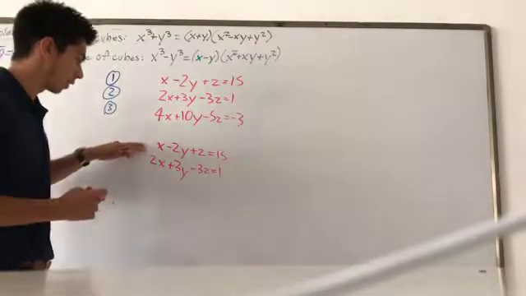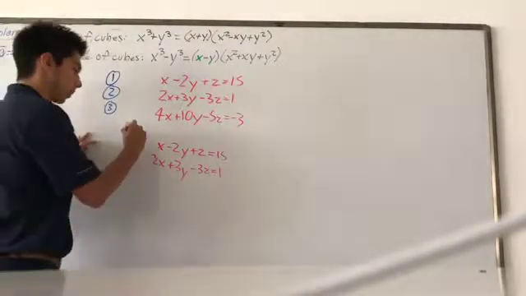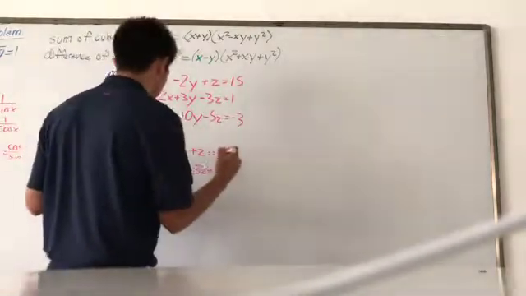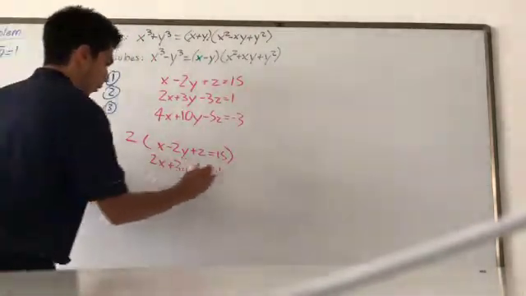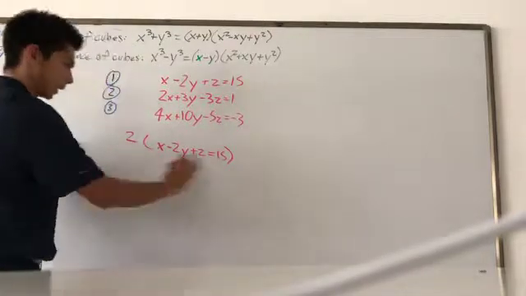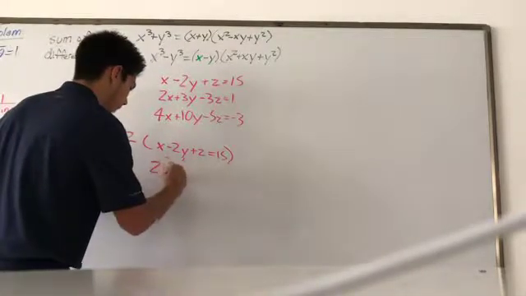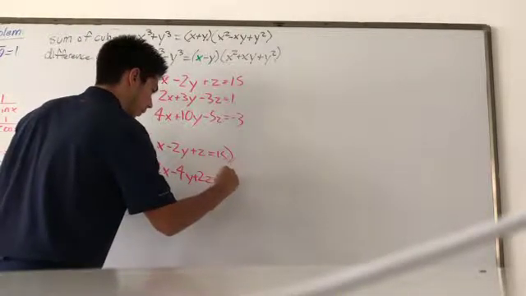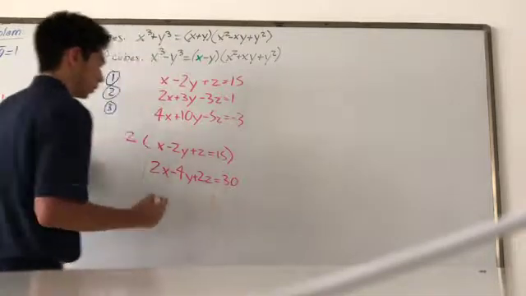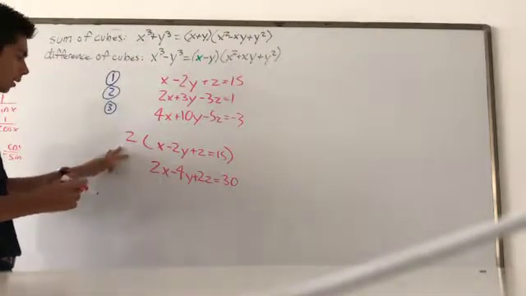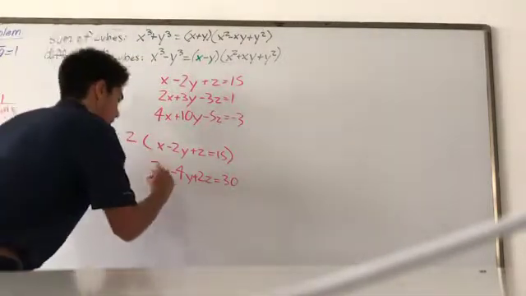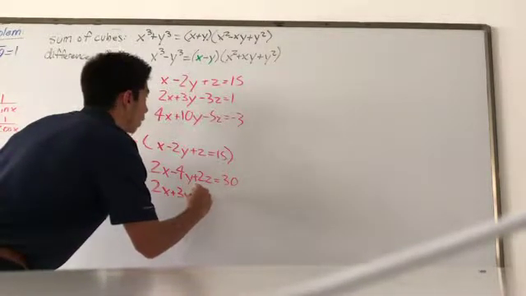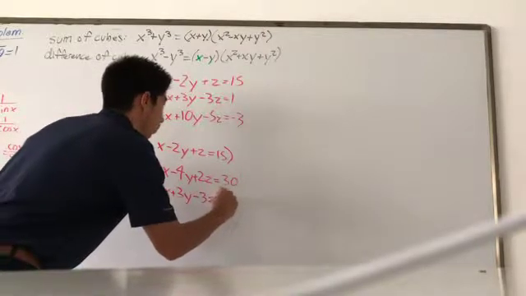So what I'm going to do here to get rid of my x is I'm going to multiply everything by 2, like you guys know how to do. And so I'm going to get, if I simplify this, I'm going to slide this down. So this is equal to 2x minus 4y plus 2z equals 30. So this, after I've multiplied, gives me this equation. Now I'm going to rewrite that bottom equation so I can keep them in order. 2x plus 3y minus 3z equals 1.